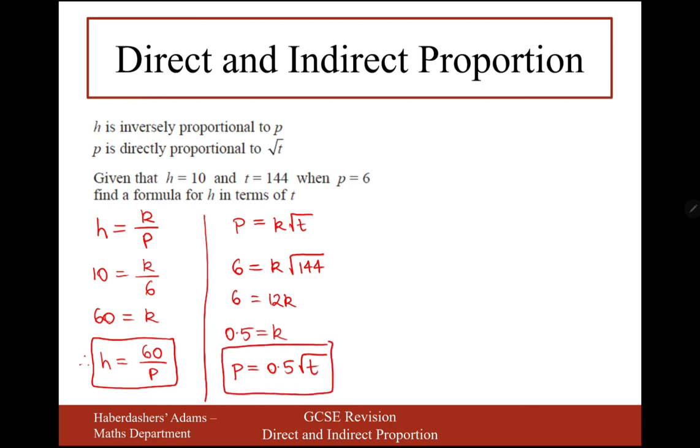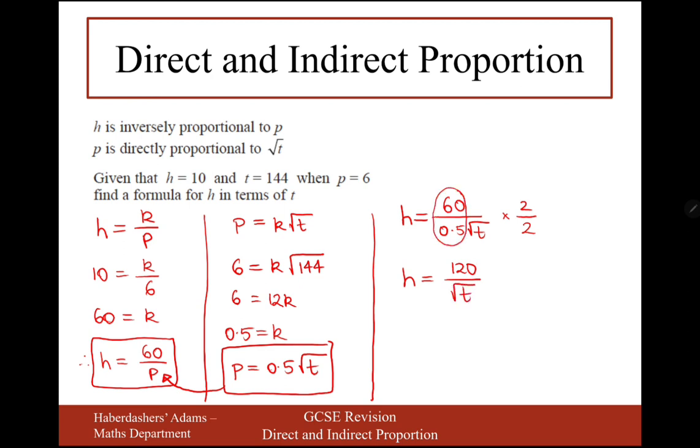And what we now want is a formula for h in terms of t. So what I'm going to do is substitute the second formula into the first formula. So it's going to be h equals 60 divided by p, which is 0.5 times the square root of t. Now to simplify this, I don't want a decimal on the bottom here. To cancel out this 0.5, I'm going to times top and bottom by 2. And that will give me 120 over the square root of t. Another way of doing this would be to put that into your calculator, and then you would have worked out that that would also just give you 120. Either way, this here is our final answer. Find a formula for h in terms of t. There we are, that's our final answer.